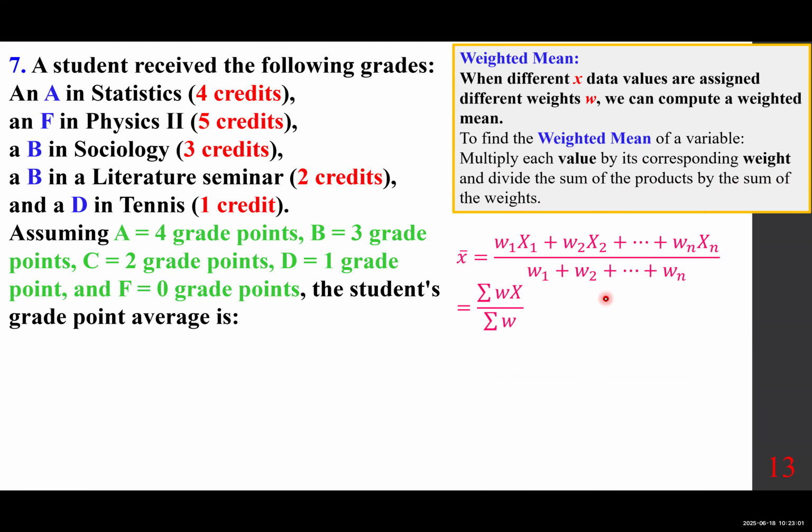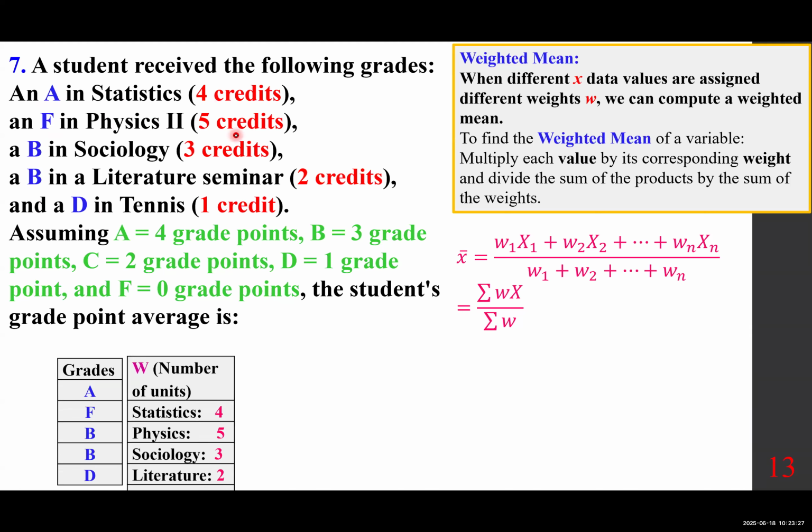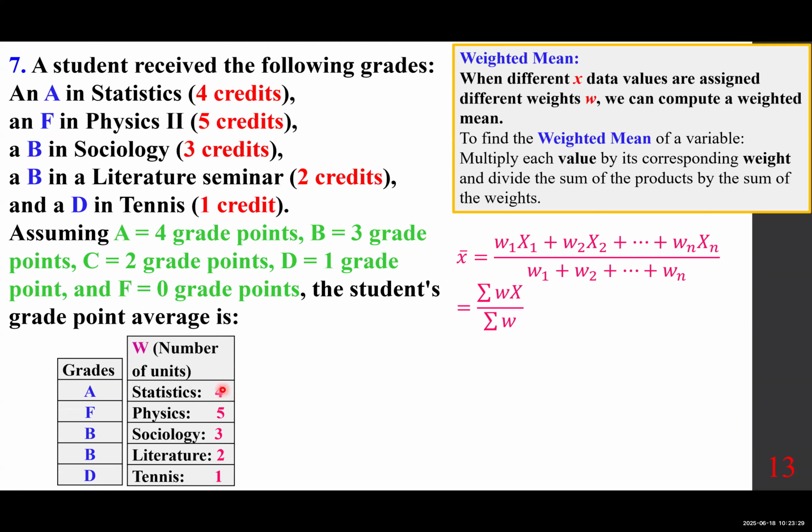Well, it depends. For example, if the A course is worth 5 units, but the B course is worth only 2 units, it's not fair, right? It should be more than 3.5, or vice versa, should be less. So that's why we use the weighted average. So let's write down. So we have A, F, B, B, D. Those are the grades that we received. In statistics, that is 4, physics, that is 5, and so forth. So the weights are statistics 4, physics 5, sociology 3, literature 2, tennis 1.